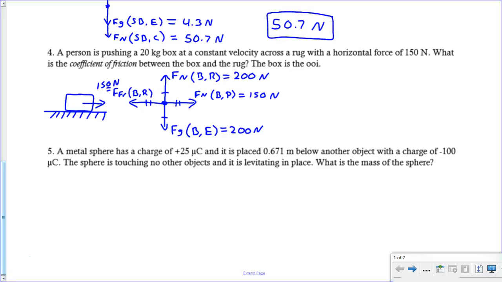So we've got all the forces on here, and it's just asking us for the friction coefficient. So we have to go to the friction equation. Friction, F_FR, equals mu times the normal force. In this case, what we're looking for is mu, so mu equals F_FR divided by the normal force.